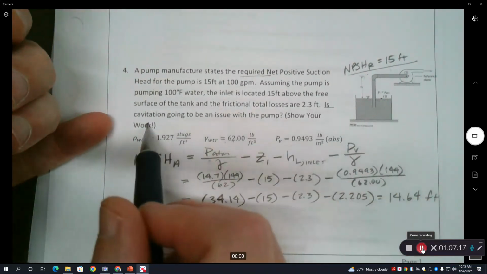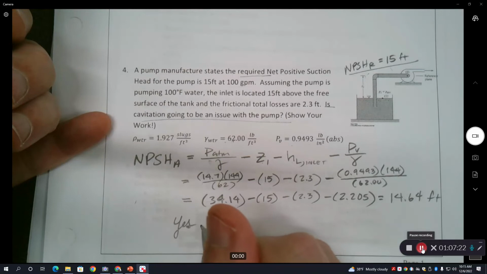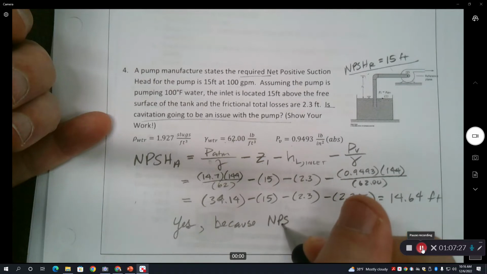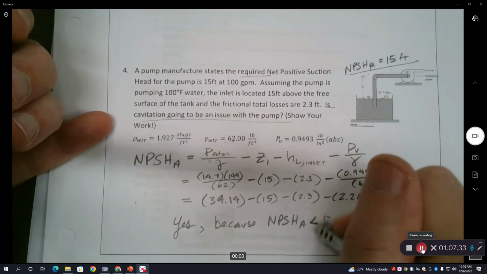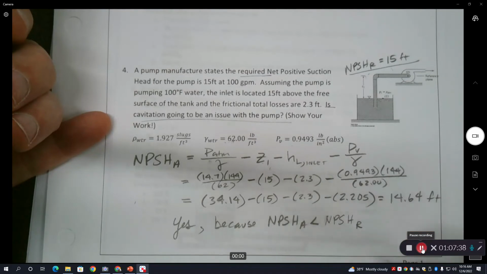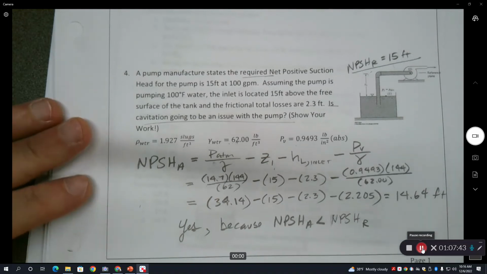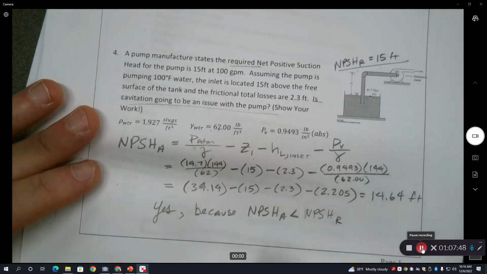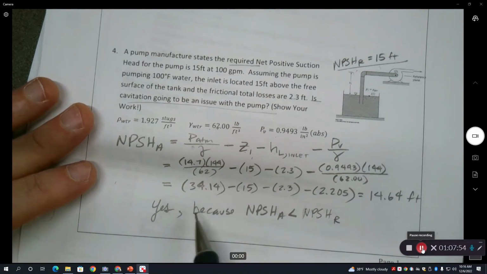So he said, is cavitation going to be an issue? And you would say yes, because net positive suction head available is less than net positive suction head required. Was it clear why that's an issue in this situation?